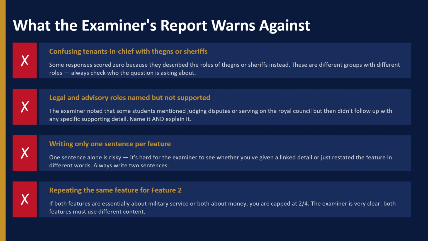Mistake 2 that you could make with this question is identifying a role but giving no detail. Saying they advise the king is fine, but without naming something like the Curia Regis, you're only really going to earn 1 mark. Mistake 3 could be writing only one sentence per feature. Examiners struggle to see the link between feature and detail if it's all crammed into one sweeping sentence. And mistake 4 is repeating the same idea in feature 2. If both features are just military service in disguise, you're capped at 2 marks. Avoid these mistakes and you're on safe ground.